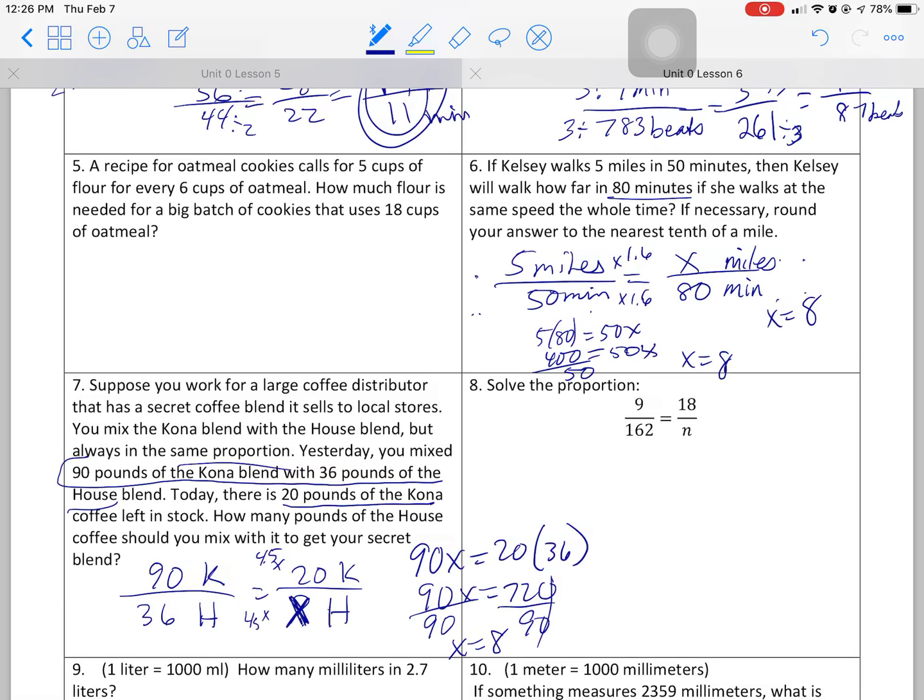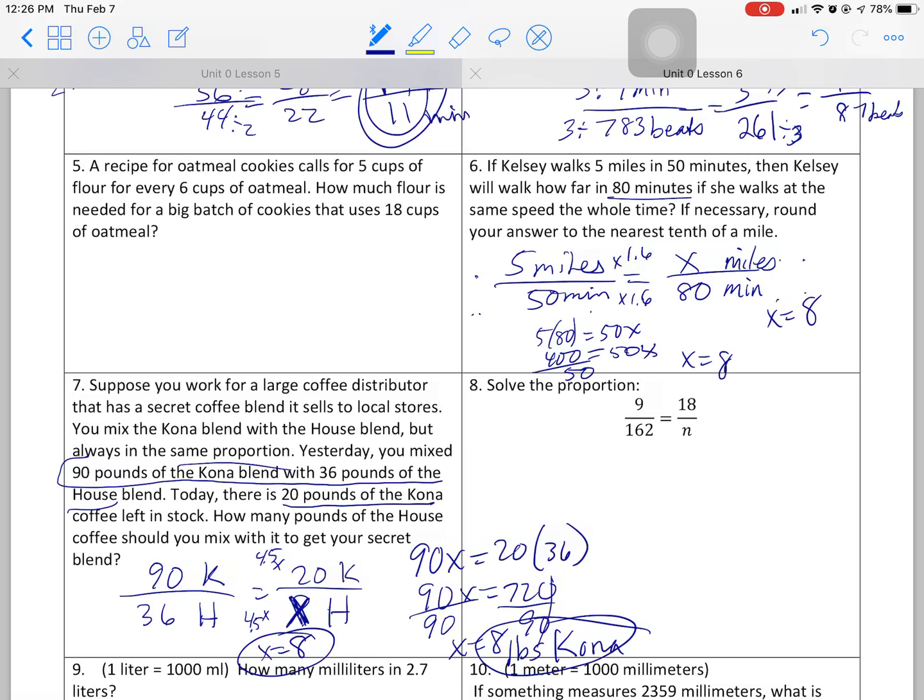So something times 4.5 gets you this. So you'd have to go 36 divided by 4.5. Well, yeah, that gets you 8 over here. So double check. 8 times 4.5 gives you 36. So x equals 8 either way. Either way, you need 8 pounds of Kona as your final answer.